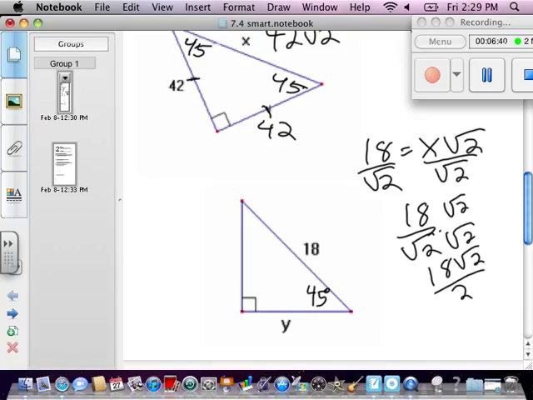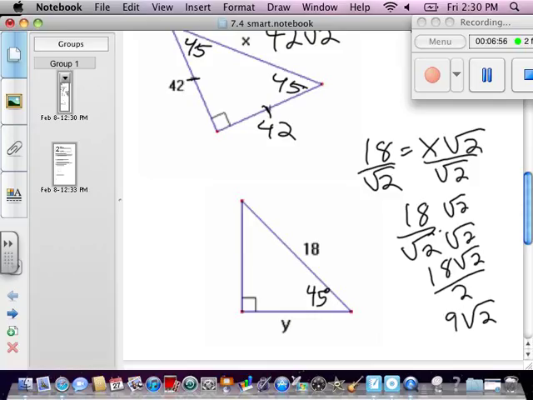Now, can we simplify this anymore? How many times does 2 go into 18? 9, so we get 9 square root of 2. So who did I lose? Should I do this one again? Yep. You lost me in the part where you added 2 at the bottom.